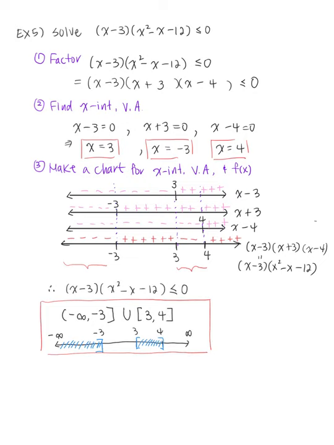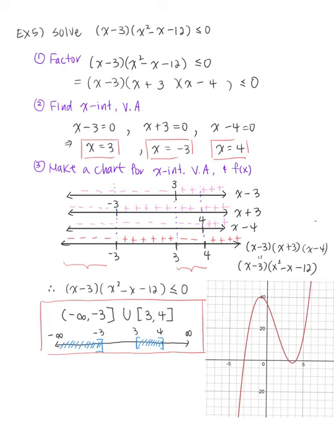Here we go. So here is our actual graph of our function f of x. Let's see if it makes sense. Notice that our function is negative, which means that our function dips down below the x-axis from negative infinity all the way up to negative 3, right? And then also, I don't know if you can see this very well, but only from x equals 3 to 4. So it does make sense.